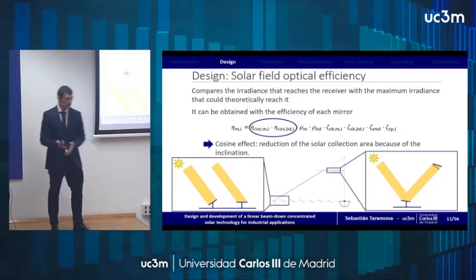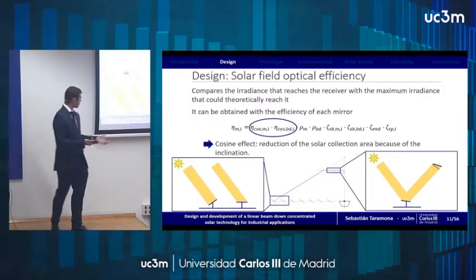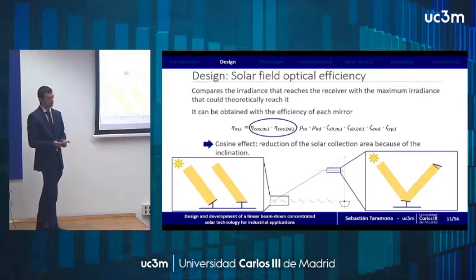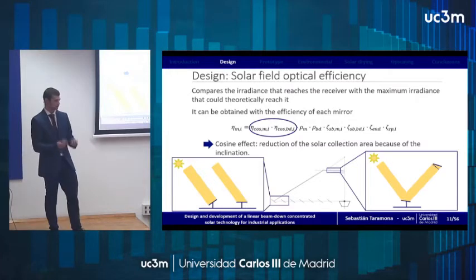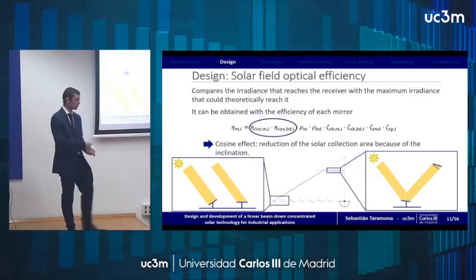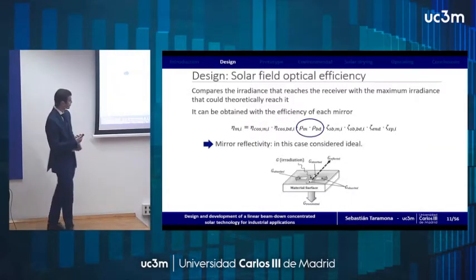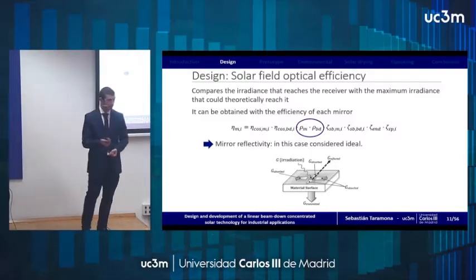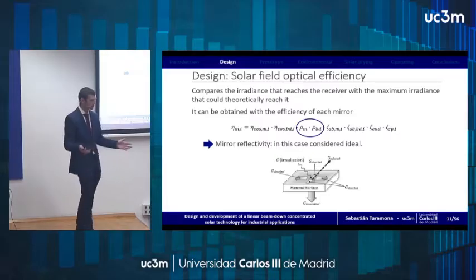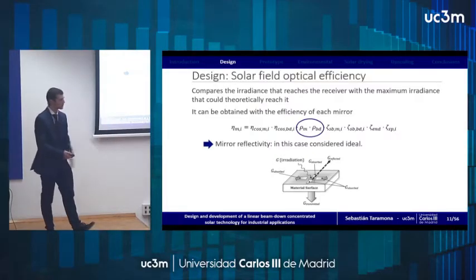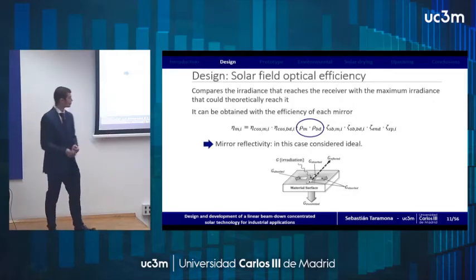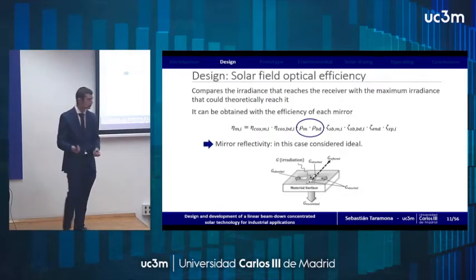this cosine effect is the relative losses with the inclination of the mirror. As well, we want to reflect the sun rays instead of directly receiving them. We'll always have some losses associated with this effect. Then we also have to consider the reflectivity of each of the mirrors. In this case, to simplify the process and assuming everything's ideal, we'll consider that the reflectivity is ideal and all of the energy that reaches the mirrors is reflected, and there's no transmissivity and no absorption either.